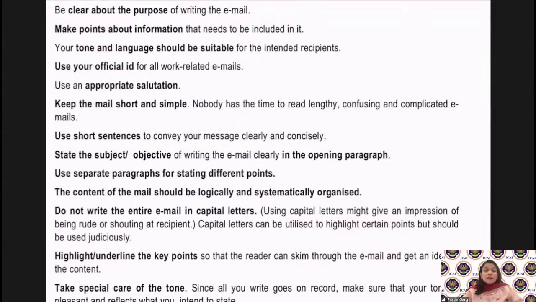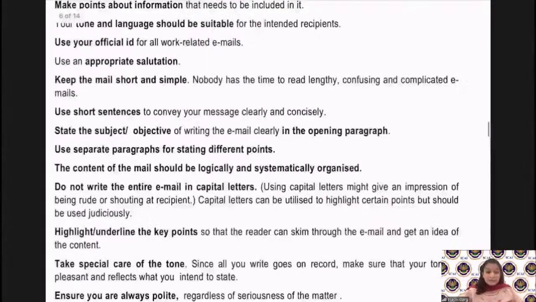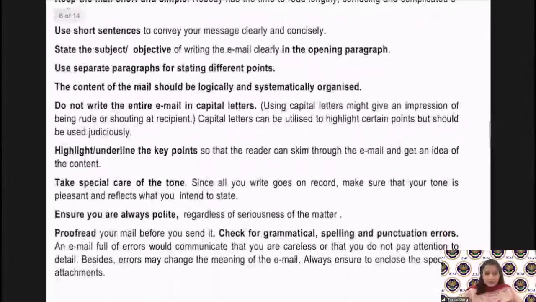Clear? Do not write the entire email in capital letters. When you write in capital letters, people assume that you're being very rude or shouting at somebody. Never do that. Highlight and underline the key points. You can underline the key points in your email. You can underline also, you can highlight also.